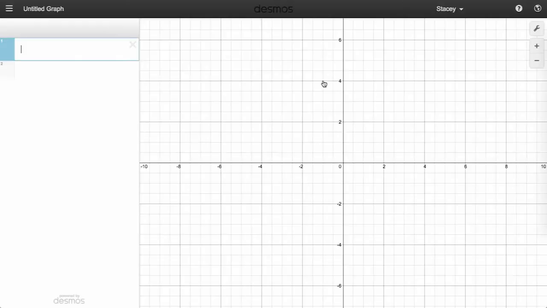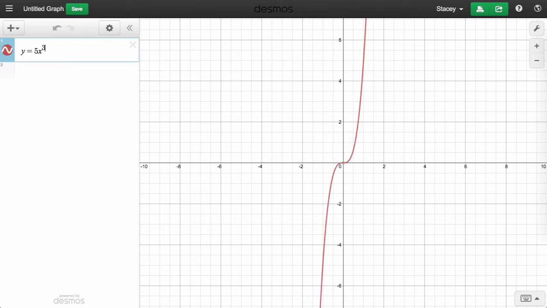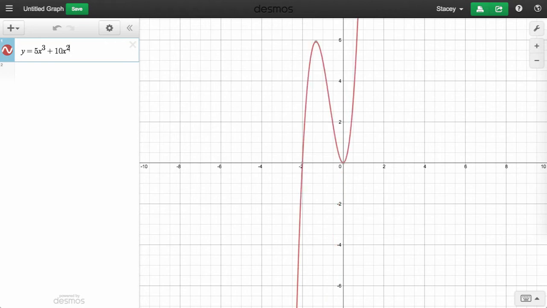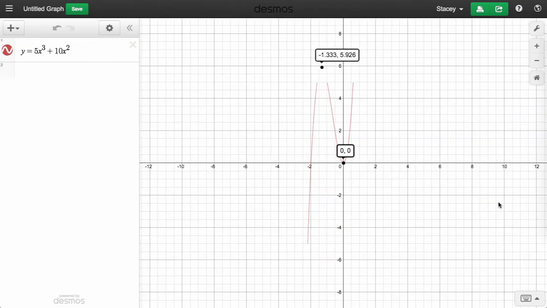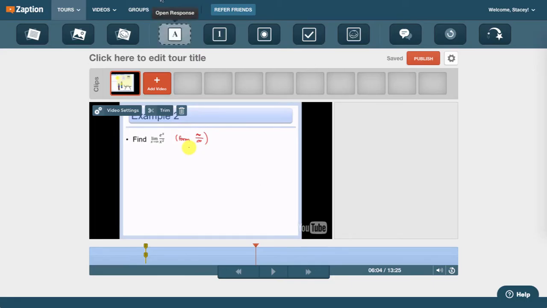One of my favorite ways to graph is to use Desmos, the Desmos Calculator, and say I have a graph, y equals 5x cubed plus 10x squared, and say I want to just identify the maxes and mins here. There we go. So then what I do is, I just resize it as I see fit, and I just like to take a quick little screenshot. Boom. And then I go back to my Zaption tour.